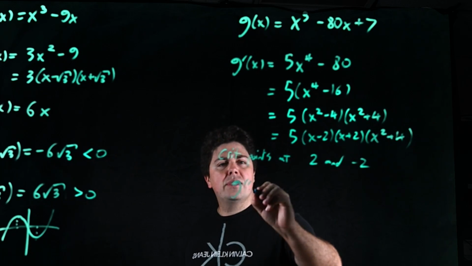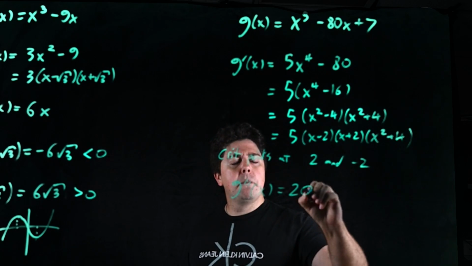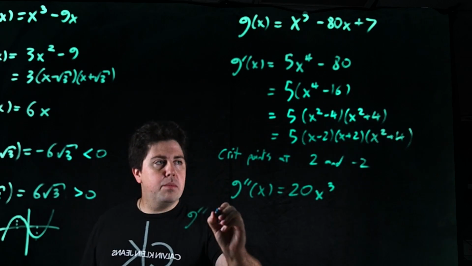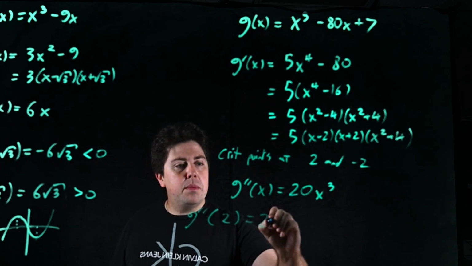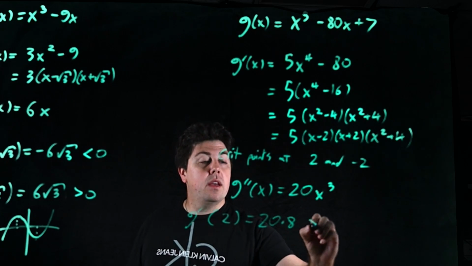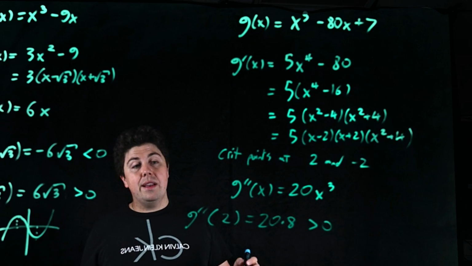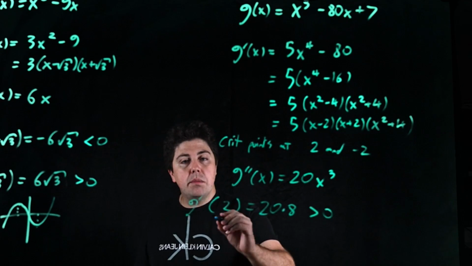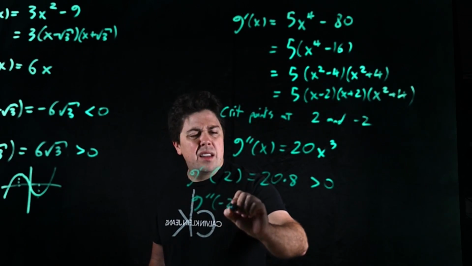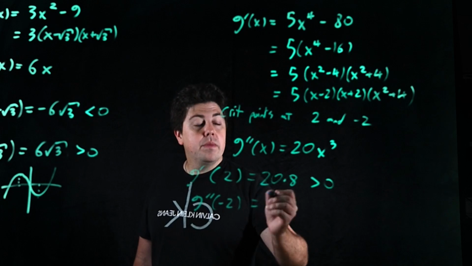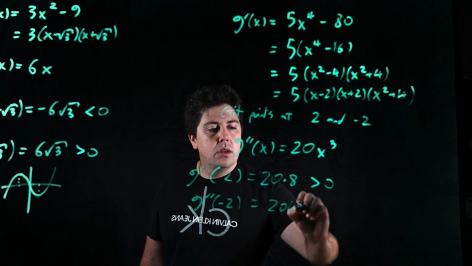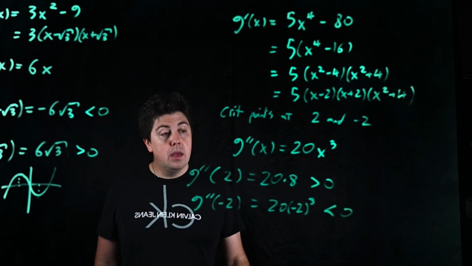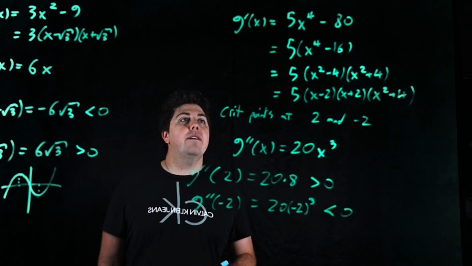We have that the second derivative of g is going to be 20x cubed. So we have that g prime prime of 2 is going to be 20 times 8, and that's going to be greater than 0. So it would seem that the point 2 is going to have to be a local minimum. And similarly, the second derivative at minus 2 is going to be 20 times minus 2 cubed, which is therefore less than 0. So at minus 2, we have a maximum.